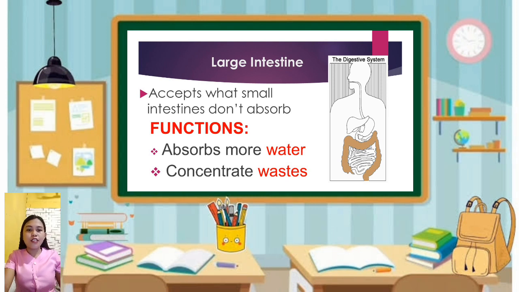And then let's proceed to the rectum and anus. The rectum is a short-term storage which holds feces before they are expelled. It serves as a warehouse for the undigested residue or feces. And the anus is the exit point of fecal materials. It is where the elimination and excretion of waste materials happen.